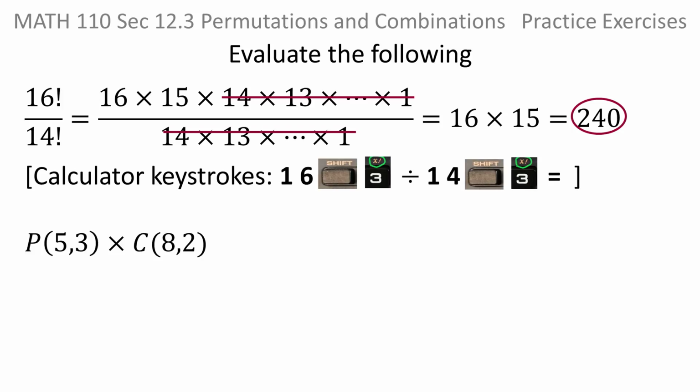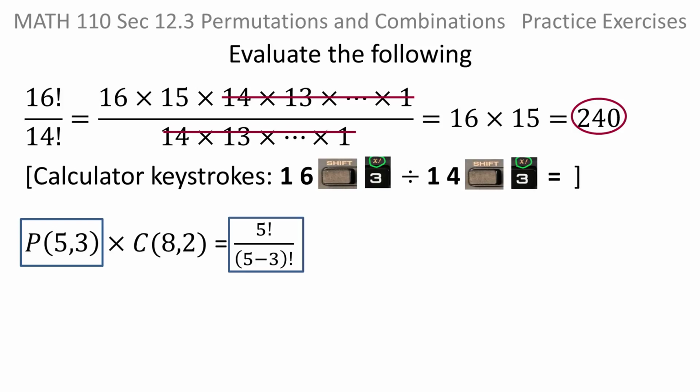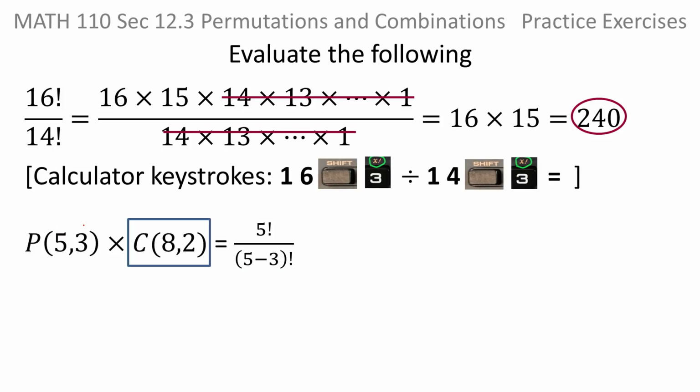Another. This time it's a permutation multiplied by a combination. You've got a permutation of 5 things taken 3 at a time, multiplied by a combination of 8 things taken 2 at a time. Again, I'm going to do this by hand just to show you what you would do if you had to do it that way. So if you start off with a permutation of 5 things taken 3 at a time, remember the formula for permutation is n factorial over n minus r factorial. Here n is 5 and r is 3. So it's 5 factorial over 5 minus 3 factorial, which of course we can simplify on the next step.